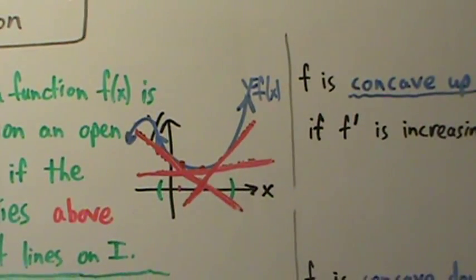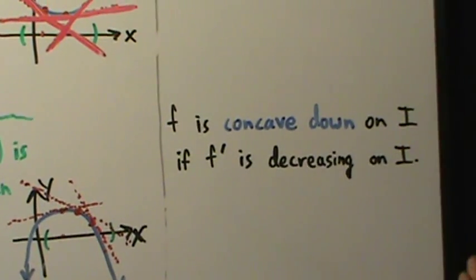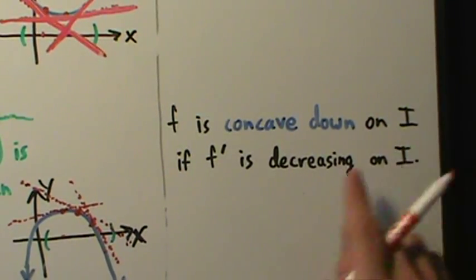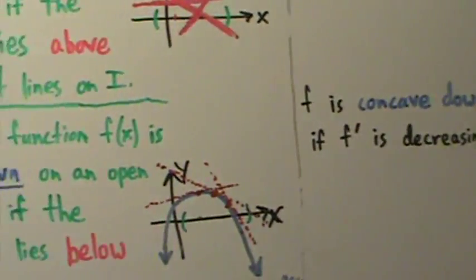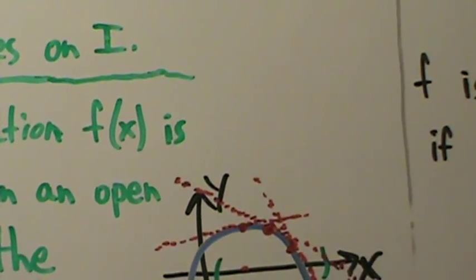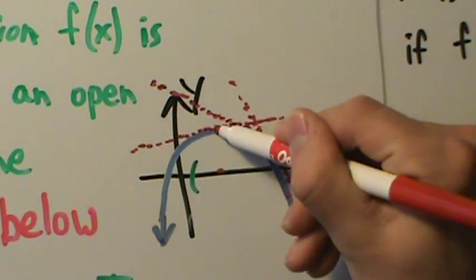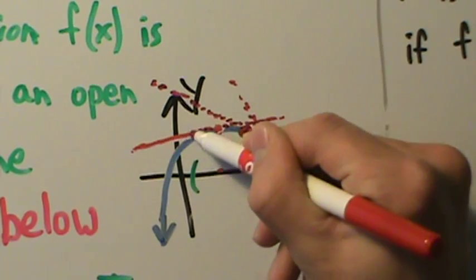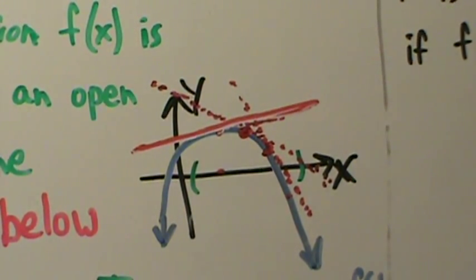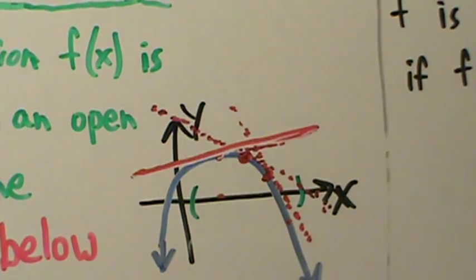All right, and then it's pretty much the exact same thing here. So f is concave down on an open interval I if the derivative is decreasing. So let's take a look at these tangent lines here. We'll zoom in a little bit also. So let's just look at these from left to right. This first one we drew here, what kind of slope does that have? Kind of positive, right? Maybe just a teeny tiny positive slope.